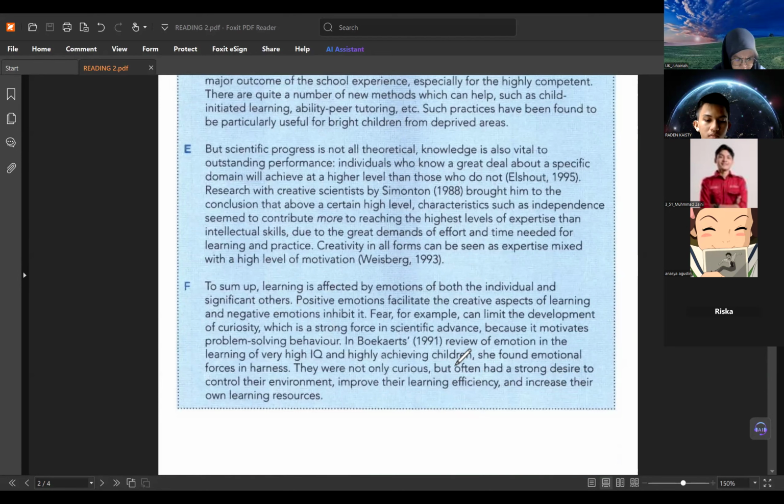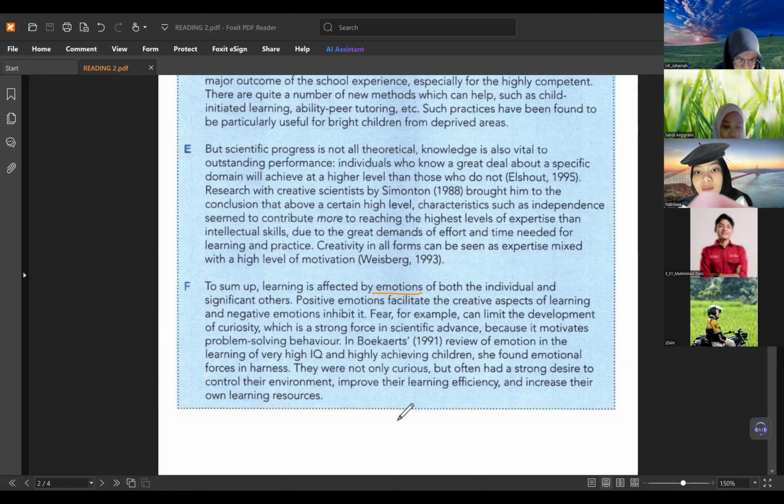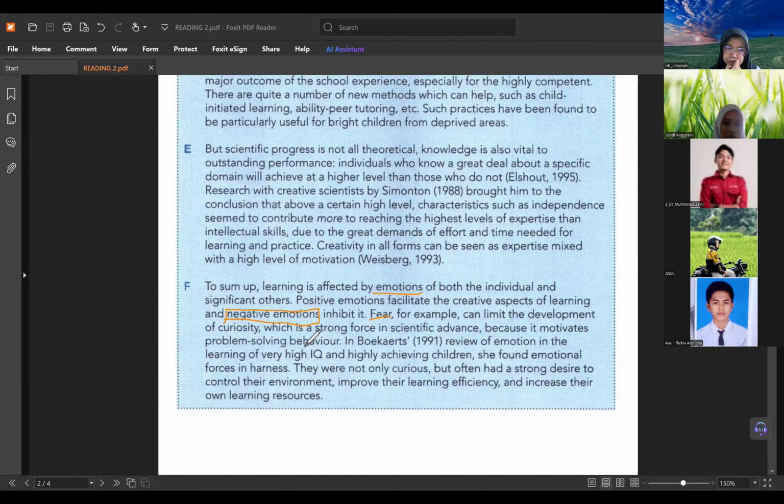Okay. Where is anxiety? I think emotion. Very good. Emotion, yes. But what's a more accurate paraphrase of anxiety? There is no anxiety here, but there is a paraphrase of anxiety. Yes, Anasha, what is it? I think fear and negative emotions. Emosi-emosi or perasaan-perasaan negatif. And anxiety is one example of negative emotions. And it inhibits learning, creativity.